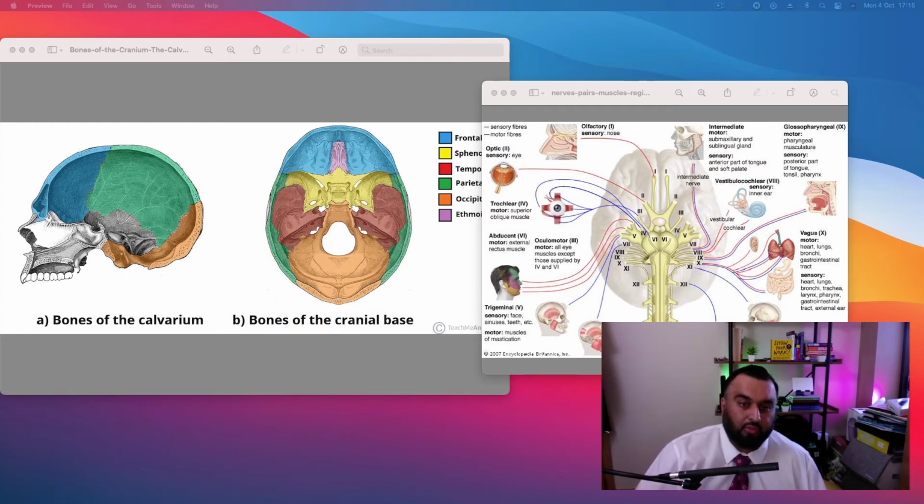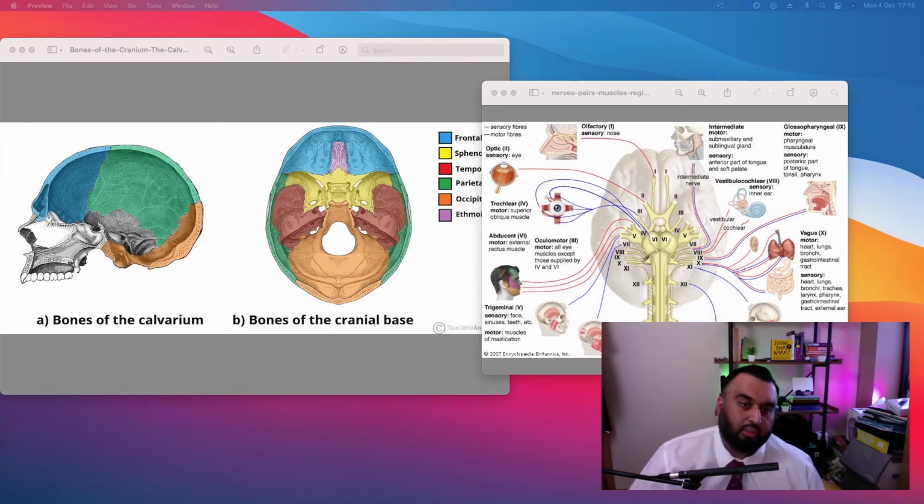So don't confuse that. The foramen spinosum right here is not the exit point, where a lot of people trip up on this. It's not the exit point of the third branch of the trigeminal nerve, known as the mandibular branch. It's not. So that's the easy one to get confused with.